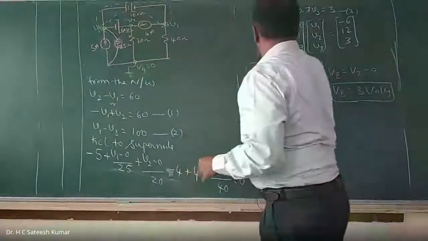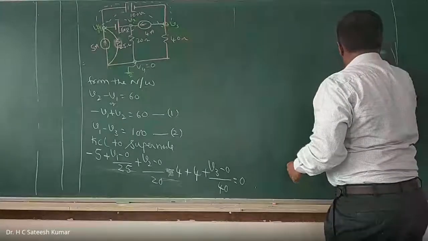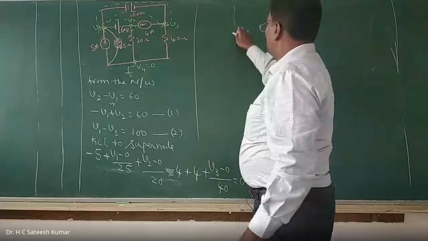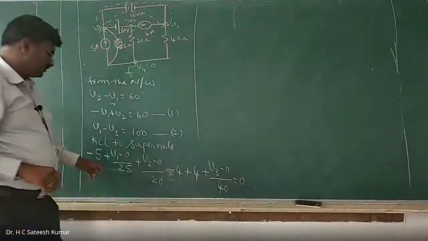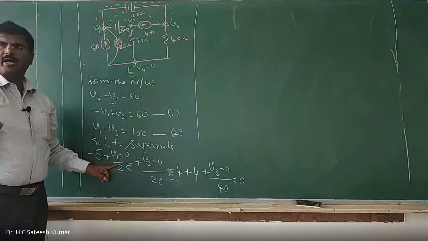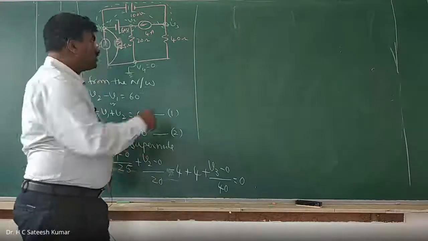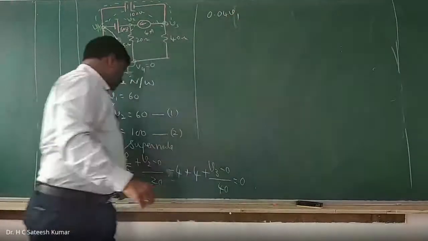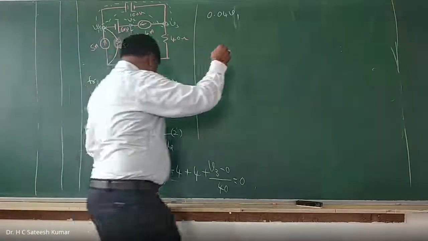So, how to do this? Now, write down the matrix. Okay, before that, you simplify this. How to simplify this? Last one. V1 coefficient, what do we have? 1 by 4 is 0.25, therefore 1 by 25 is 0.04. So 0.04 V1. What about the V2 coefficient? 1 by 2 is 0.5, 1 by 20 is 0.05. So 0.05 V2.